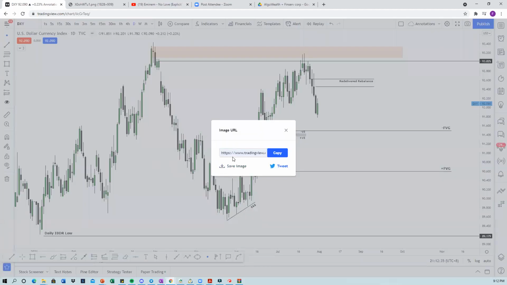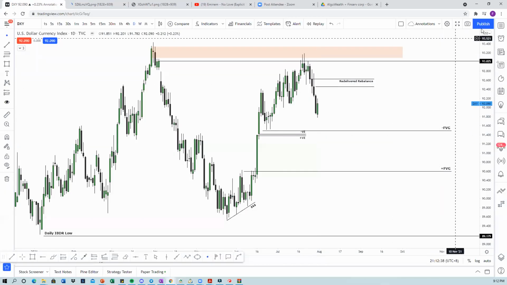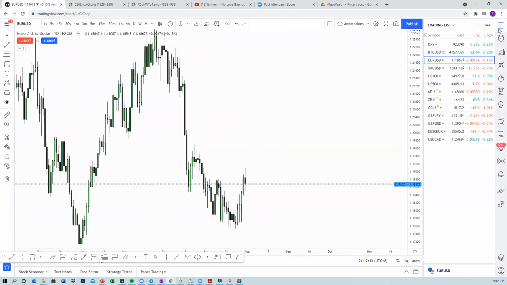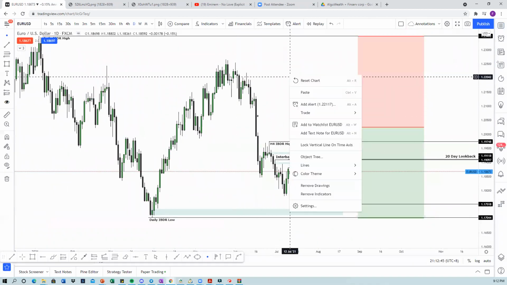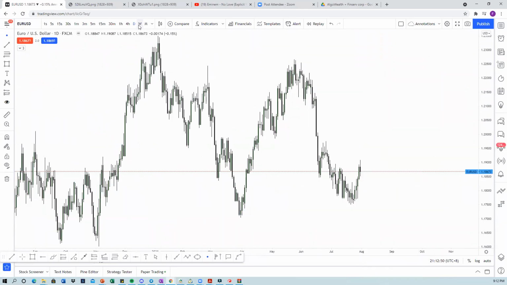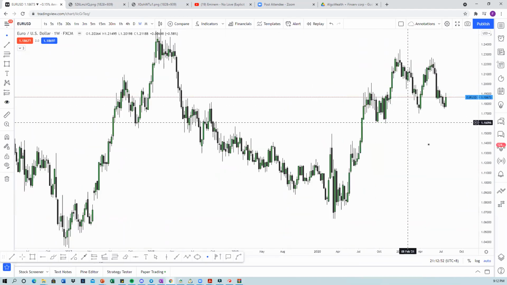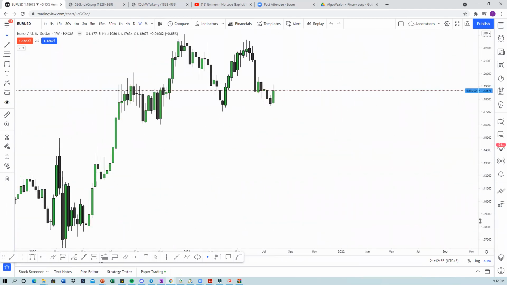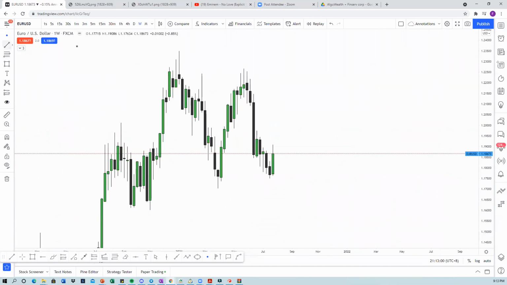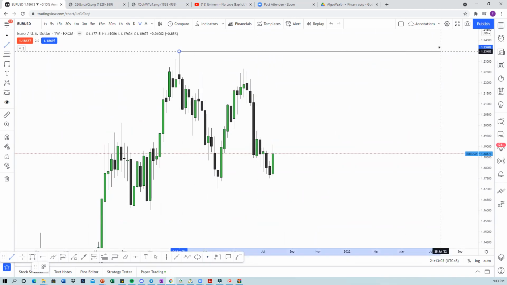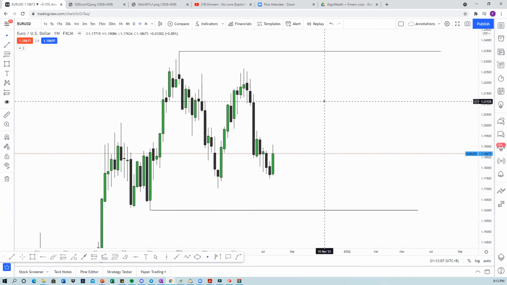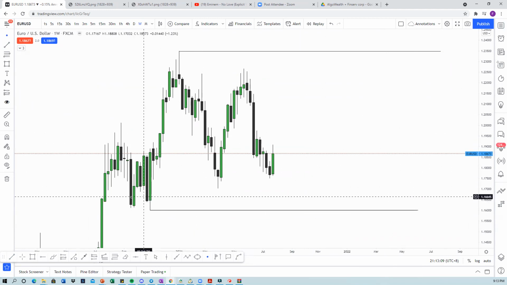Let's have a look at Euro. Take everything out, not required. Go to the weekly. Okay, on the weekly, what is the range that we are working within? That's the question, right? So over here we have this IBDR range high, and then we have this IBDR range low. Now why this and why this?